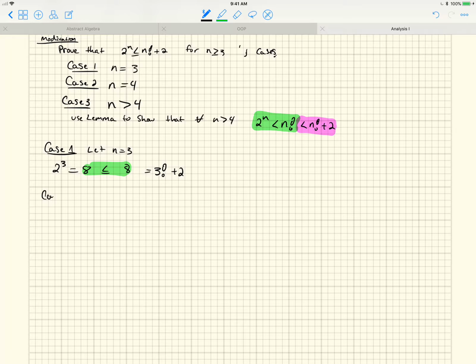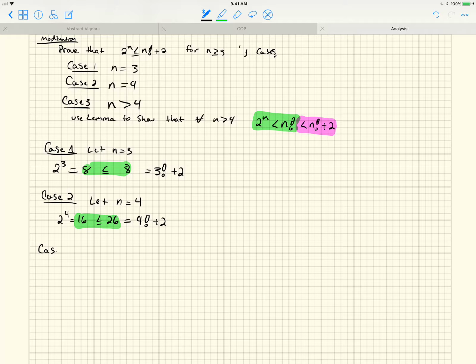And in case 2, we let n equal 4, and observe that 2^4 is equal to 16, which is less than, I believe, 26, which is, yes, 4! is 24, plus 2 is 26. Right? And again, indeed, 16 is less than or equal to 26. So this case is also true.